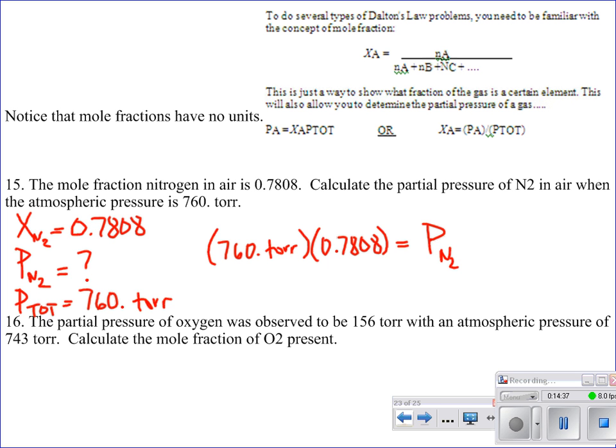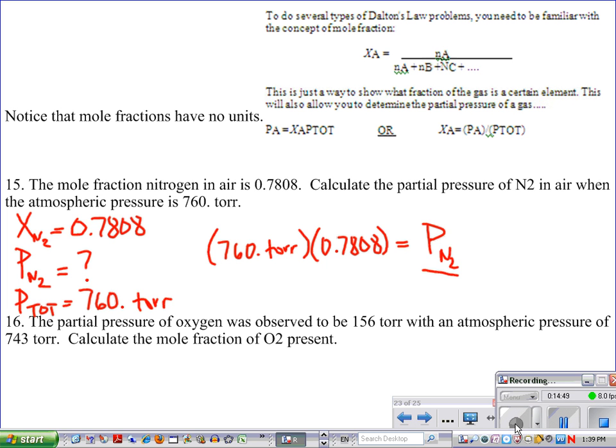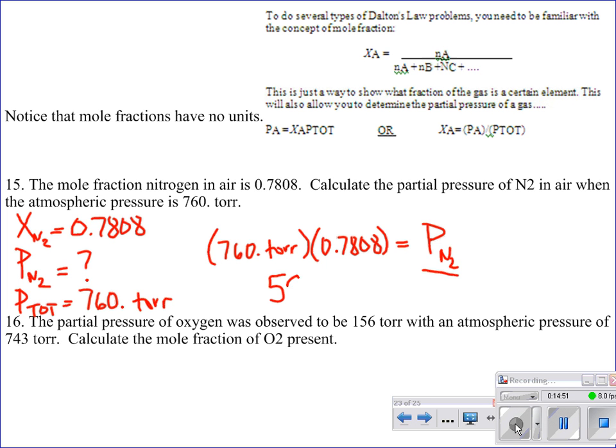They're really sticklers about writing the correct symbols. You want the pressure, and then your subscript is what the partial pressure is of. So let's go ahead and calculate. Okay, so with 3 sig figs, it's 593. Because this is unitless again, we are going to say it's 593 torr, because that was the pressure of the original unit that was given to us in the atmospheric pressure.